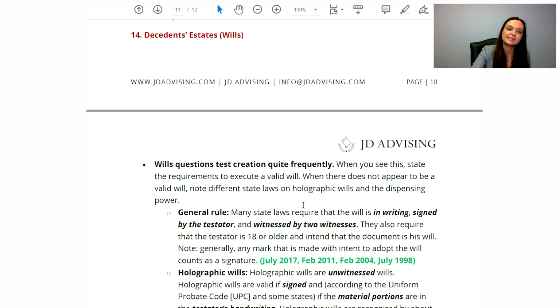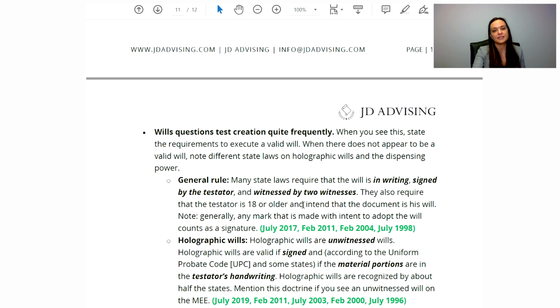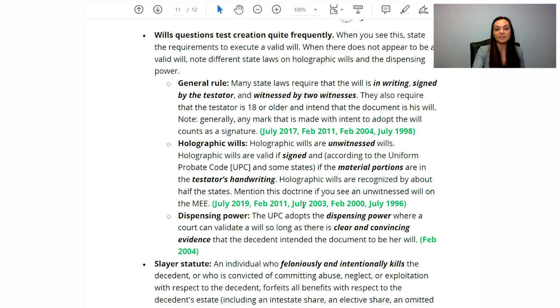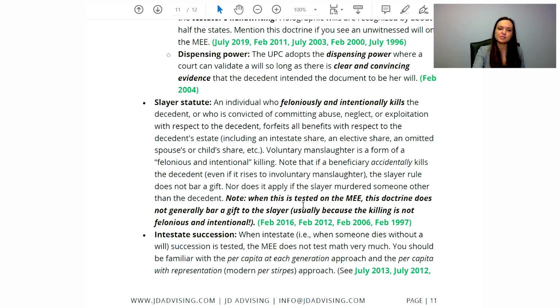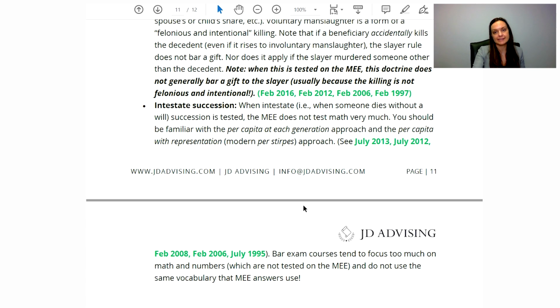Turning to our next subject here, wills or decedent's estates. This is our last one. So some of our highly tested topics here are will validity, slayer statutes, and intestacy.